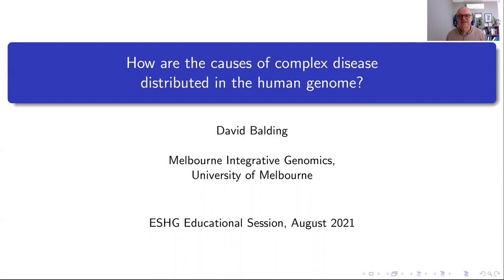I'd like to speak to you today about one of the big picture questions in human genetics: where is all the heritability? Where are the causal effects in the human genome for complex traits?